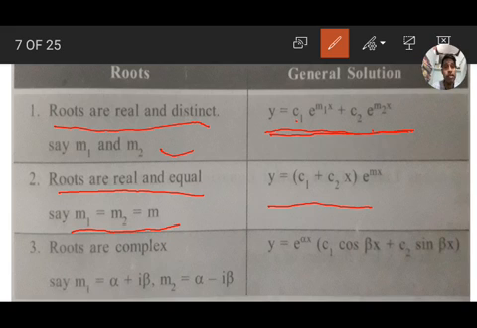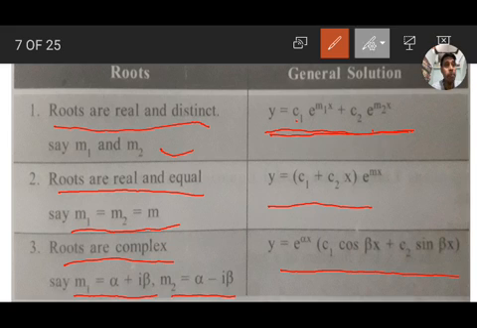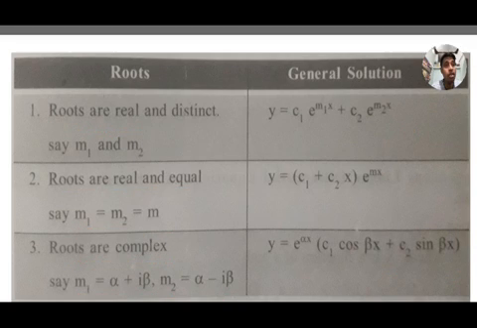Next, the third possibility: if the roots are complex numbers, say m1 equal to alpha plus i beta and m2 equal to alpha minus i beta, that is, alpha plus or minus i beta, then the general solution is y equal to e to the power of alpha x into (c1 cos beta x plus c2 sin beta x). Okay, these are the 3 cases, 3 possibilities of the roots.